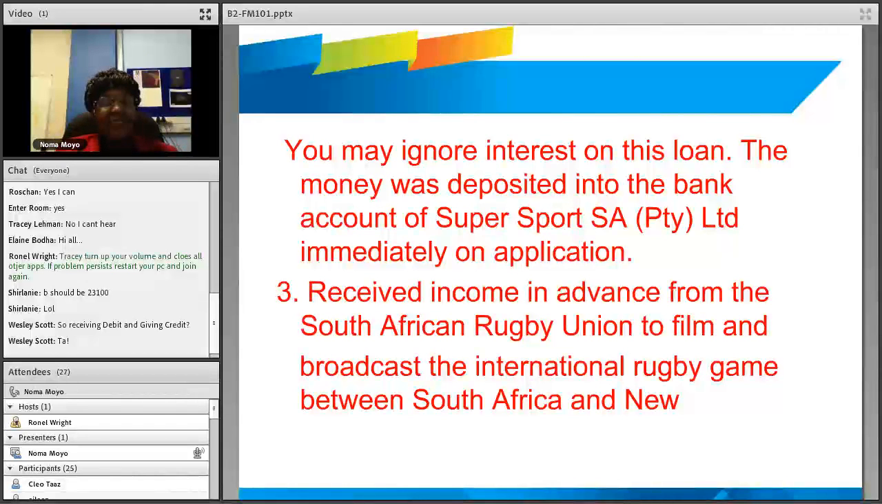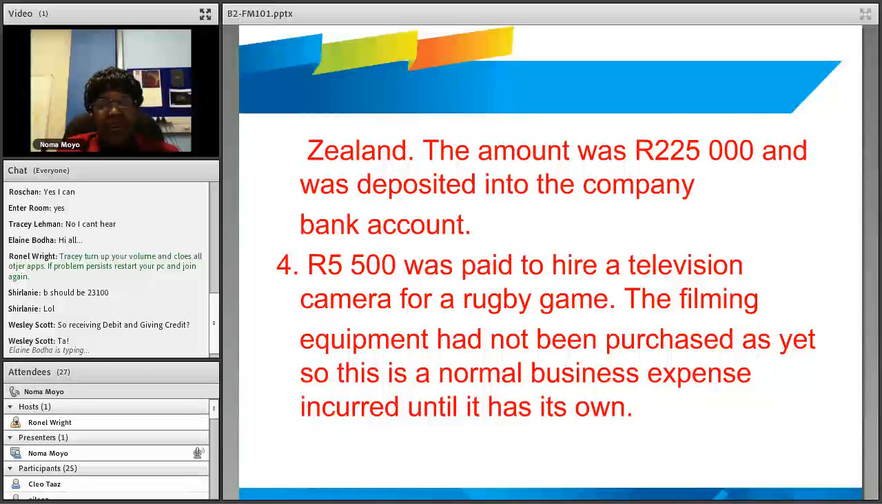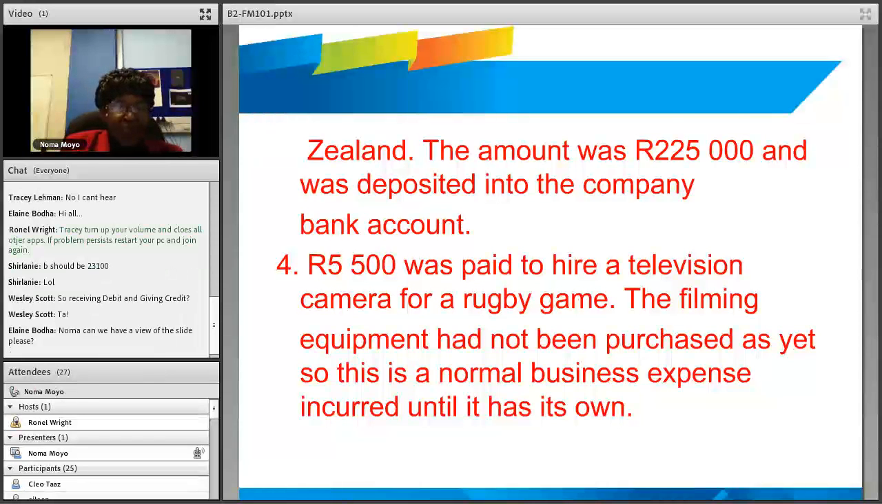I'm just explaining this. Number 3, received income in advance from the South African Rugby to film and broadcast the international rugby game between South Africa and New Zealand. The amount was 225 and was deposited into the company bank. So again, it means the bank was debited. And because this was income, it's going to be credited. But it's not yet earned. It's received in advance. We are going to look at that. Number 4.